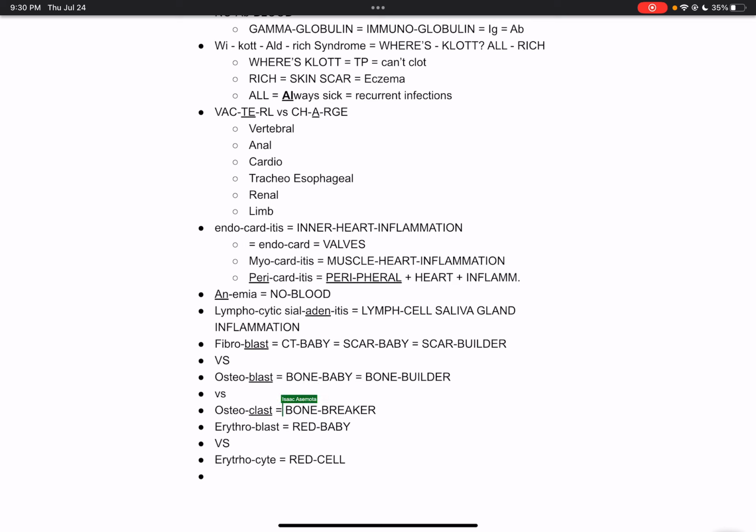Clast sounds like clash, like you're clashing and destroying something, right? So that helps remember that it's breaking. The other thing that helps is just literally knowing that it's the opposite of this. They literally sound the same. It's a versus. And so when we know one is builder, the other one automatically is breaker. We don't have to actually remember it.